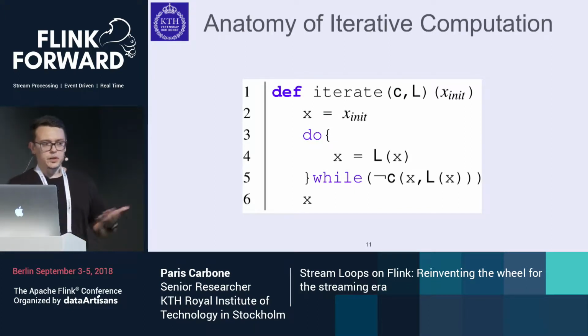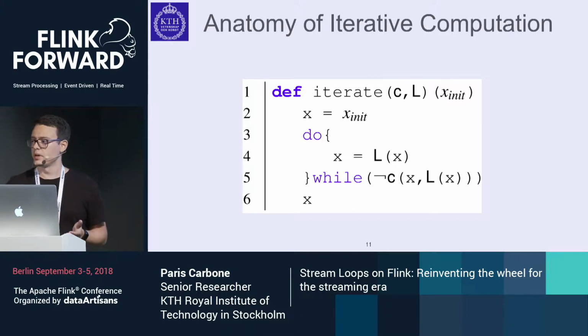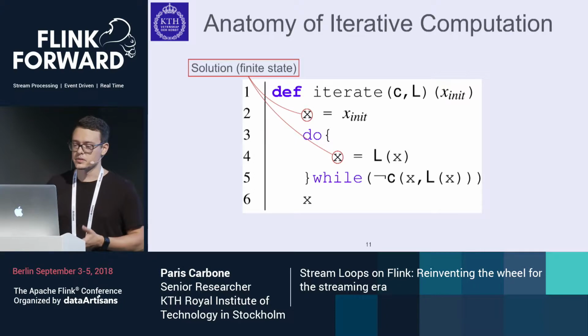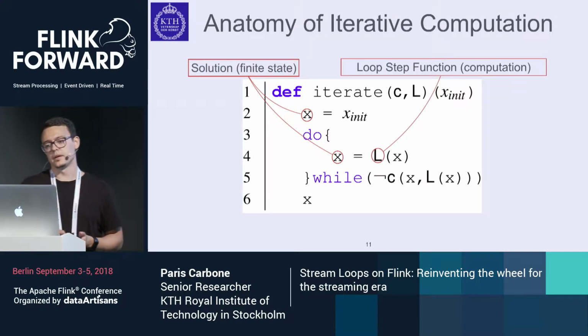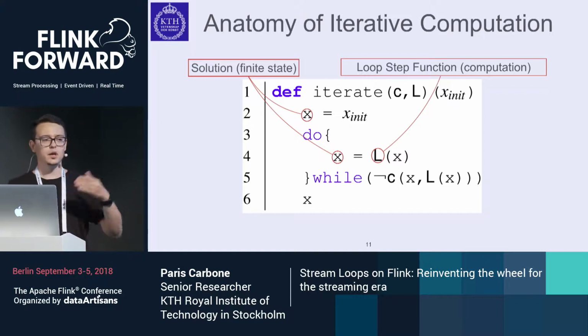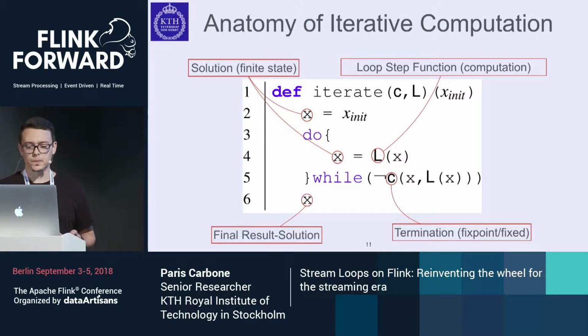If we try to model an iterative computation, it looks a bit like this. This is the most abstract way I can define iterative computation. So we have, first of all, a solution that is defined as finite state. And then we have computation defined as a loop step function that takes our solution and updates it stepwise until we reach a final result.